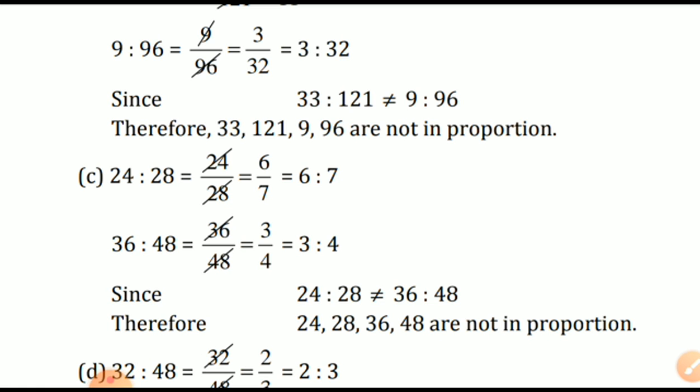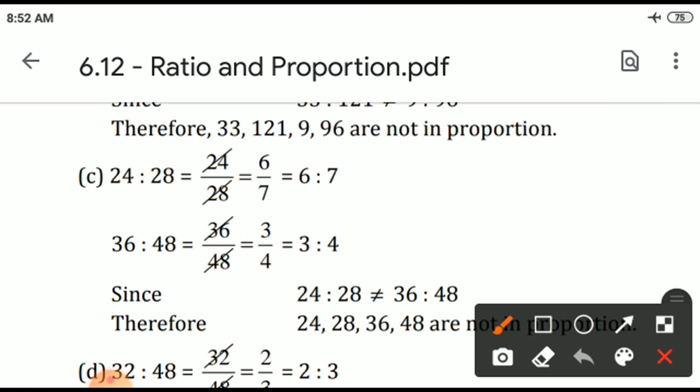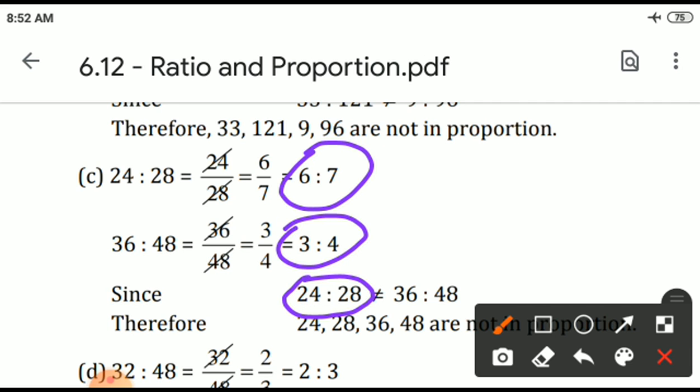If both answers are the same, no, beta. Both answers are not the same. The first answer we got on the left side is 6 is to 7 and the second one is 3 is to 4. That's why 24 is to 28 is not equal to 36 is to 48. How to read this one? Once again I remind you how to read this.